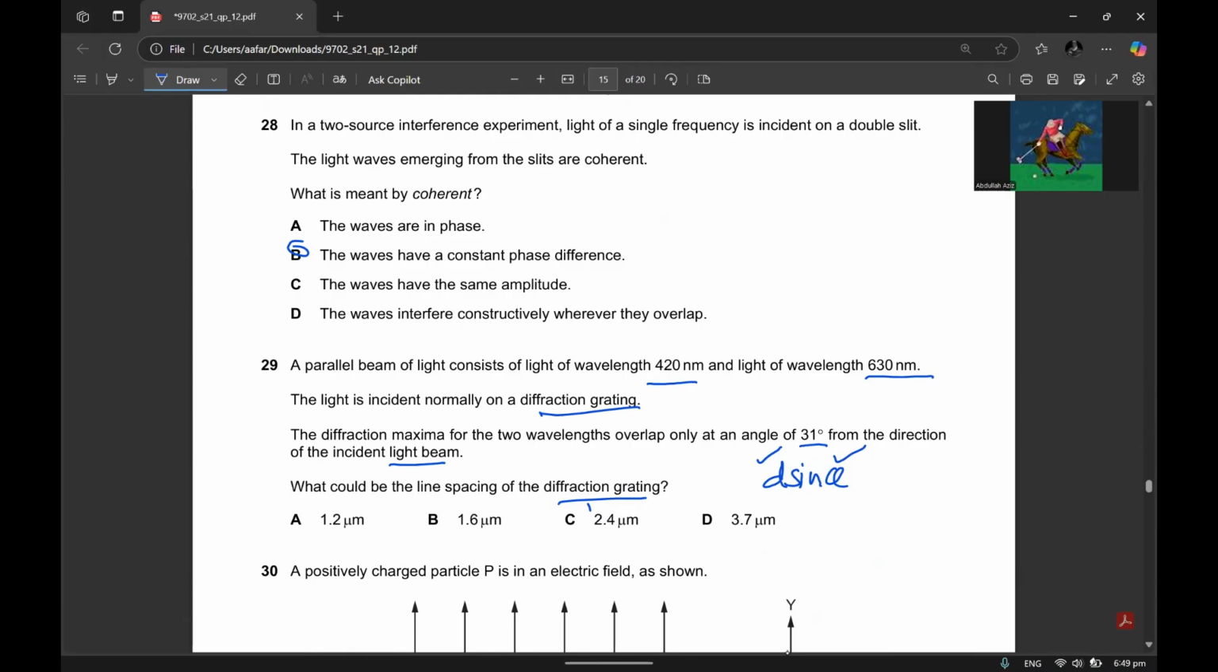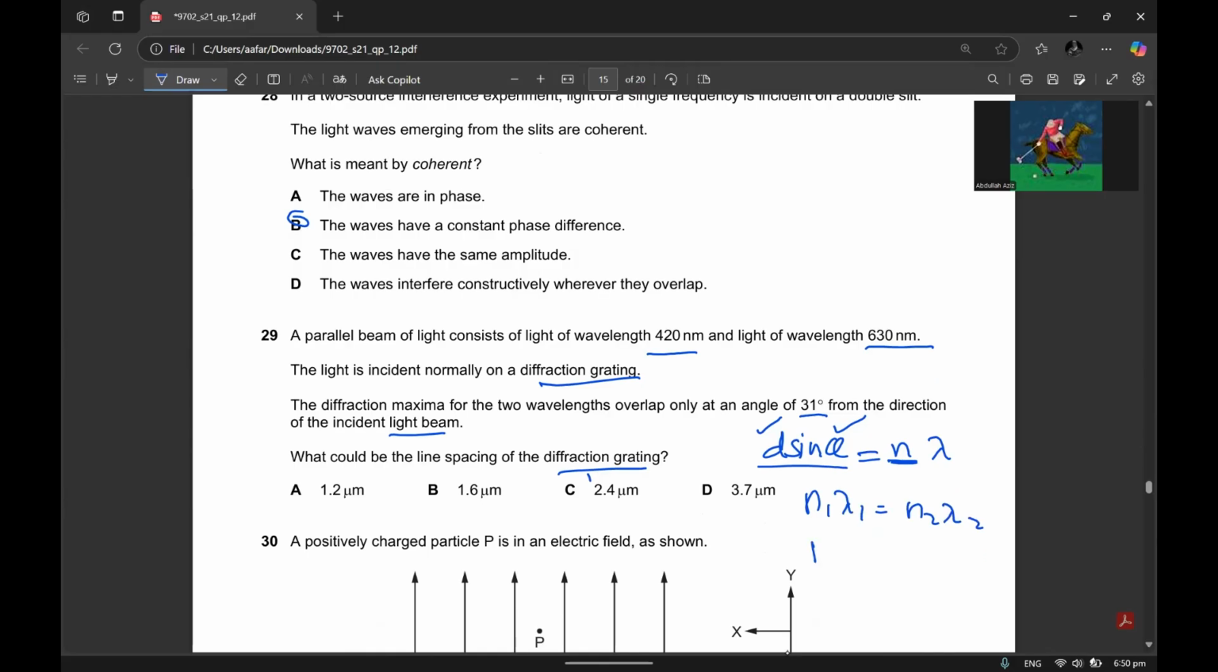So that means, if the lambdas are different, then from d sine theta equals n lambda, if this is constant and the lambda of both are different, the n will also be different. The order of the maxima will be different for d sine theta to be constant. That means n1 lambda 1 is equal to n2 lambda 2. So let's take 1 as the smaller wavelength, 420, and n2 as 630.